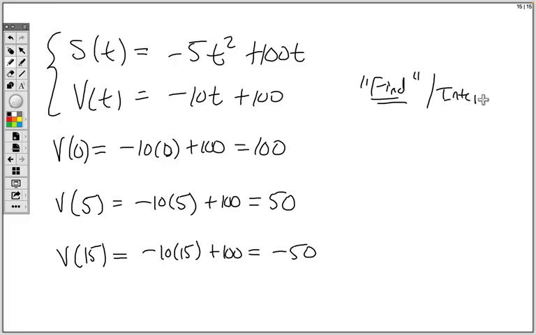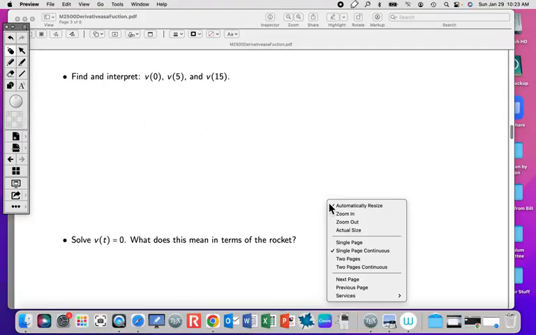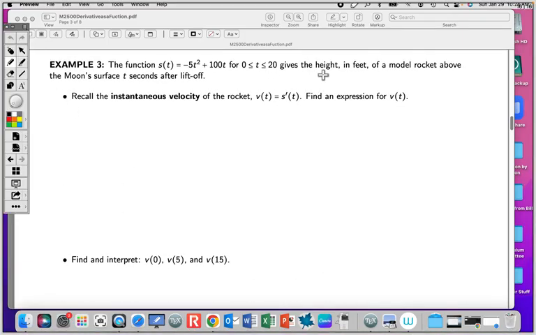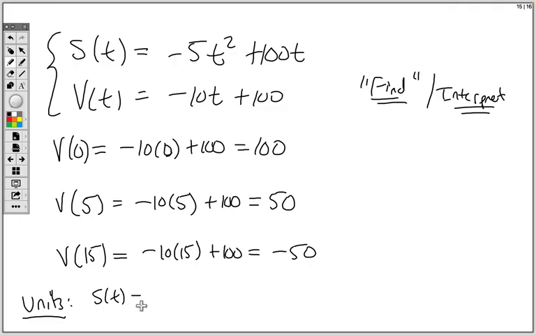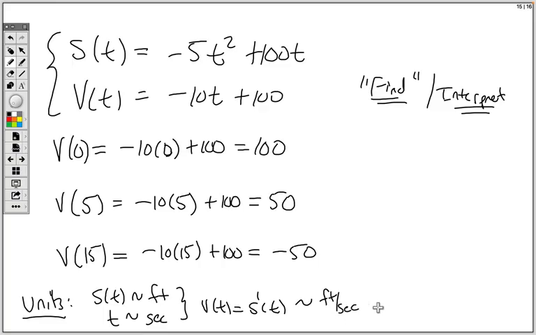Now, interpret. That's where you have to go in and talk about what this means in terms of the journey of this model rocket. So first off, we need to figure out units. S of t was measured in what units? S of t was height in feet of the model rocket above the ground. T was measured in seconds. So that means that S prime of t, which is v of t, is going to have the units of feet per second, which is consistent with a velocity.